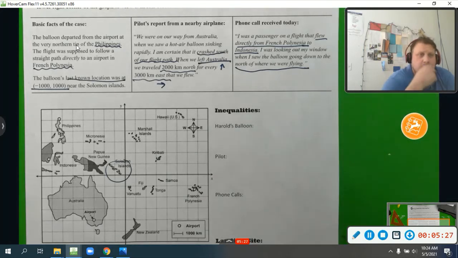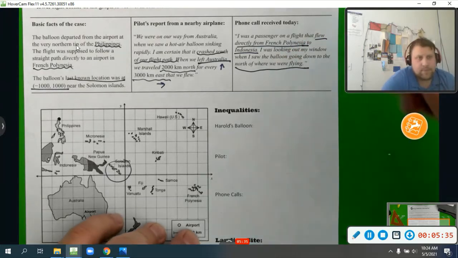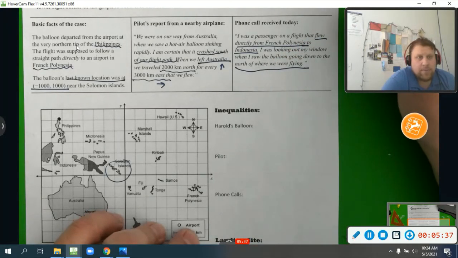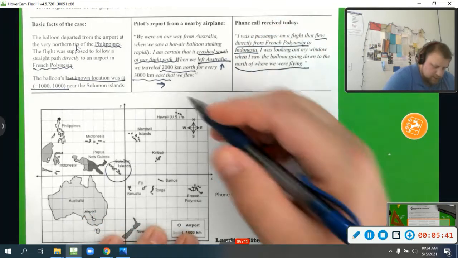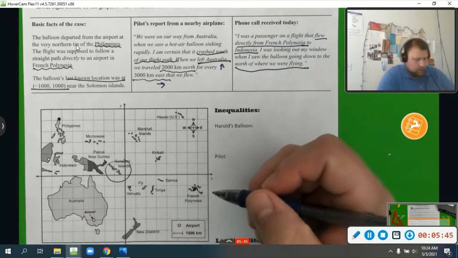The balloon departed from the airport at the very northern tip of the Philippines. So that is right here, northern tip of the Philippines. The flight was supposed to follow a straight path directly to an airport in French Polynesia. So let's look. French Polynesia's down here. Boom. What are we going to do?